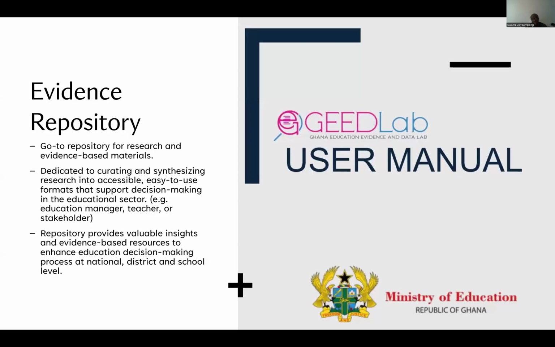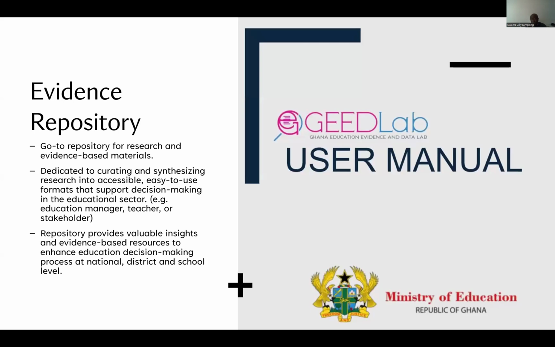So what we've done in Ghana is to develop an evidence repository, so that we can pull together the evidence that is floating around into a platform that is accessible by policymakers, teachers, and others who are interested. So this is supposed to be the go-to repository for research and evidence-based materials.